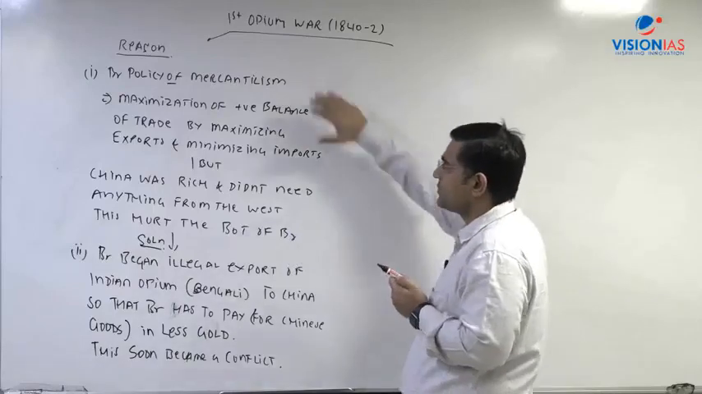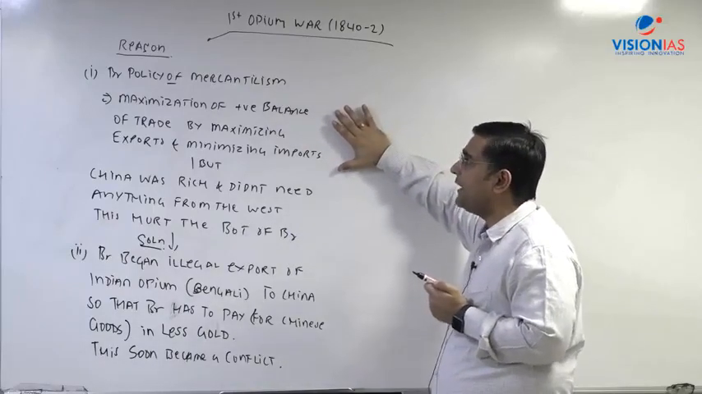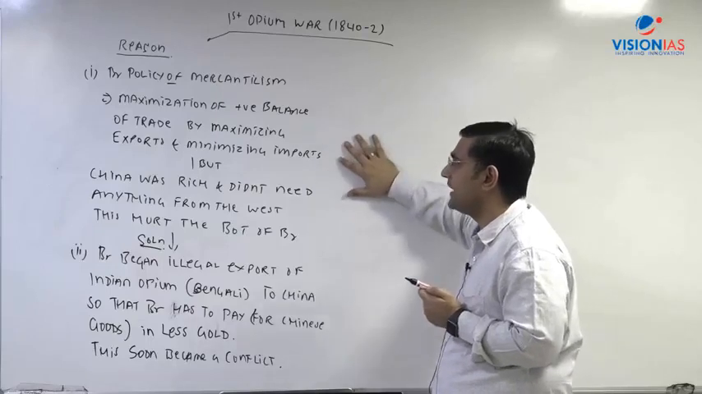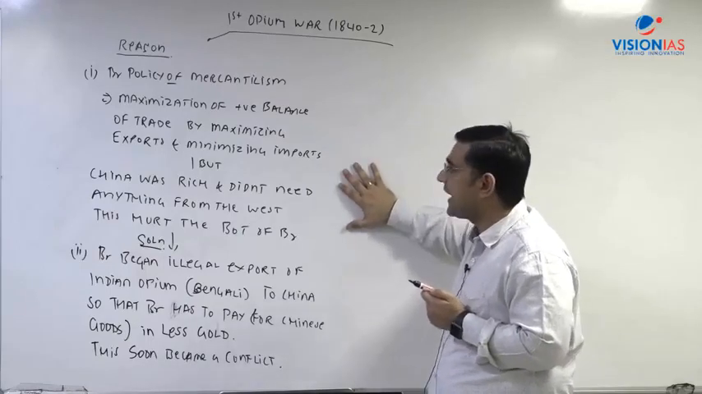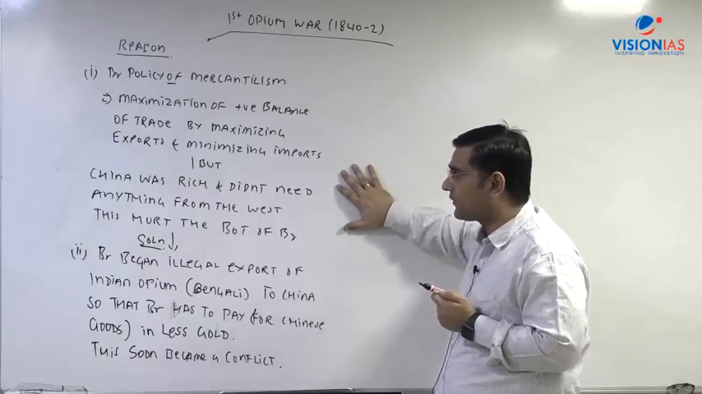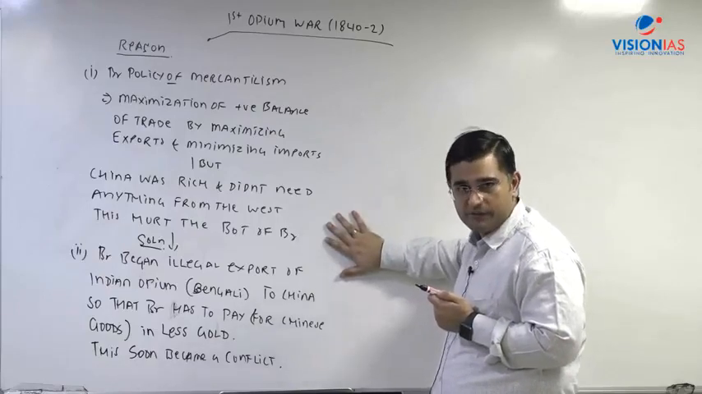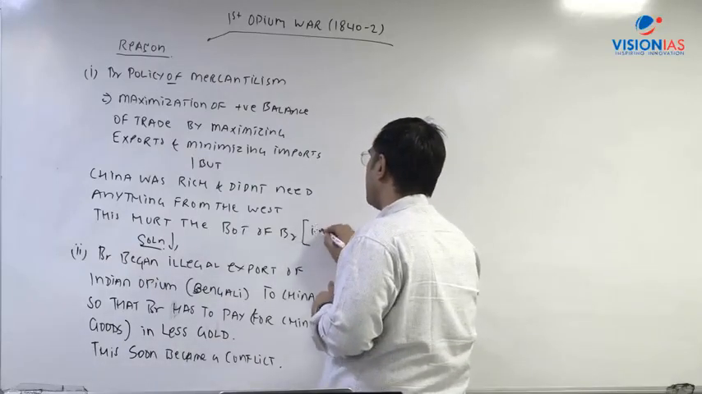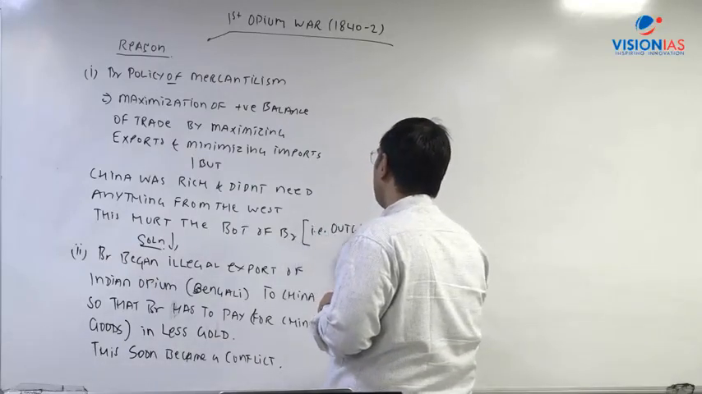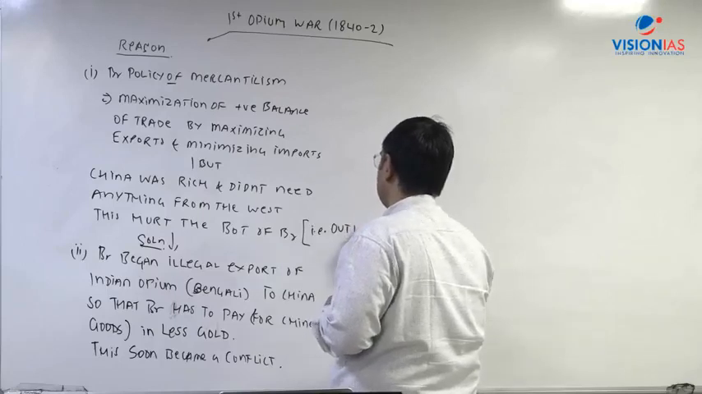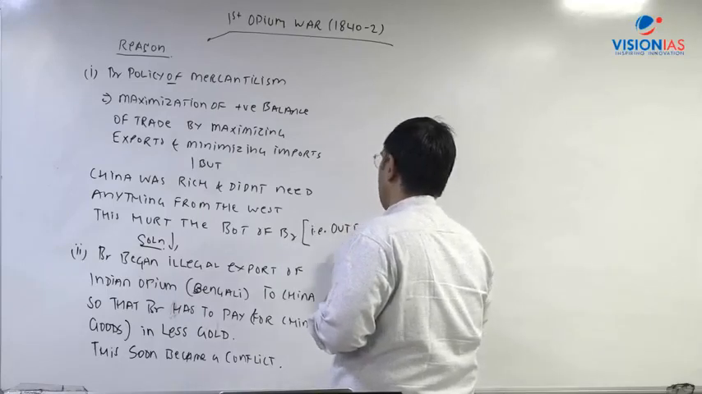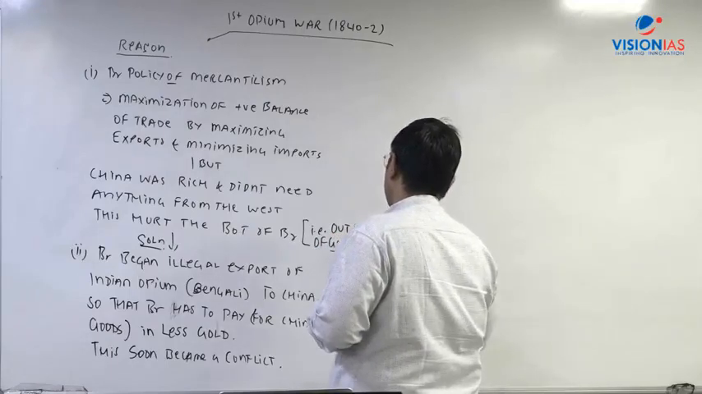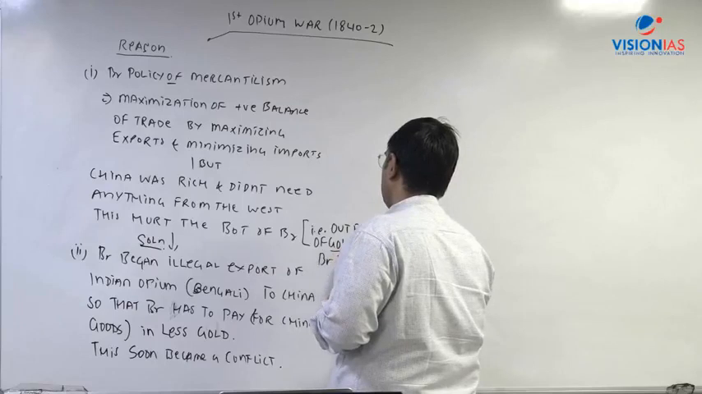So in value terms, the British policy of mercantilism implied maximization of positive balance of trade by maximizing exports and minimizing imports. But China was rich and did not need anything from the West. This hurt the balance of trade of Britain, right? There was outgo of gold. Okay, that is what we are saying. That is, there was outgo or outflow of gold from Britain to China.